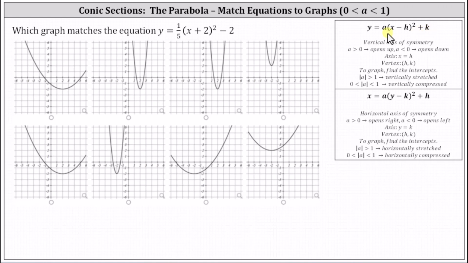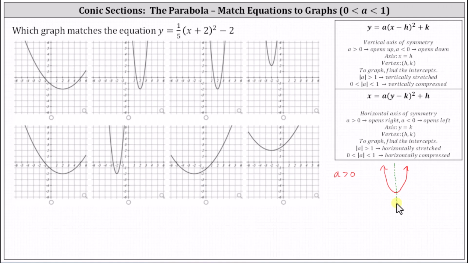When we have the equation of a parabola in this form, the parabola has a vertical axis of symmetry, which means it opens up or down. If a is greater than 0, the parabola opens up. If a is less than 0, the parabola opens down. In our case, a is equal to 1/5, so because a is greater than 0, we know the parabola opens up and will look something like this, with a vertical axis of symmetry. In this case, this is not that helpful because all 8 parabolas do open up.